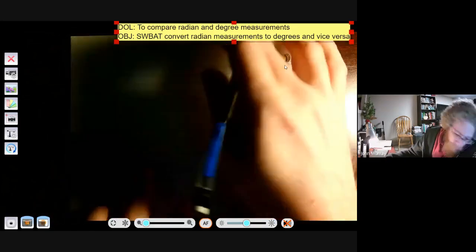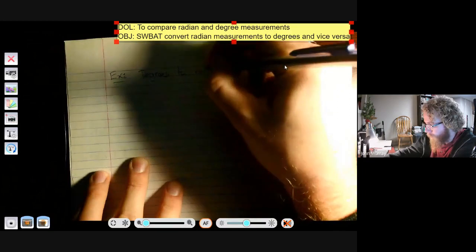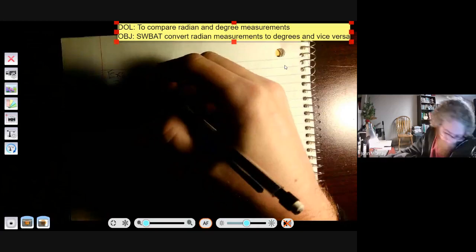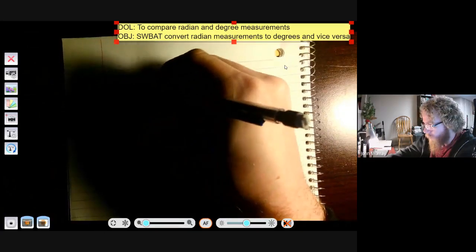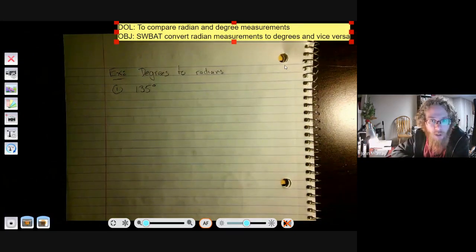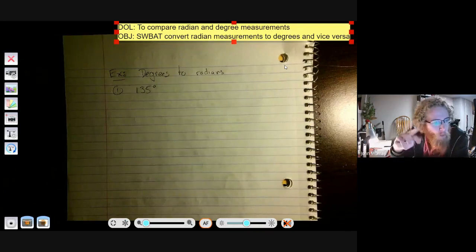All right, so let's take a look at some conversions. First, we'll do degrees to radians. So first I want to take 135 degrees and change that to radians. So let's say, we're just learning this and we forget which one to use. Should I put pi in the numerator or in the denominator? Whatever you want to change to should be in your numerator.